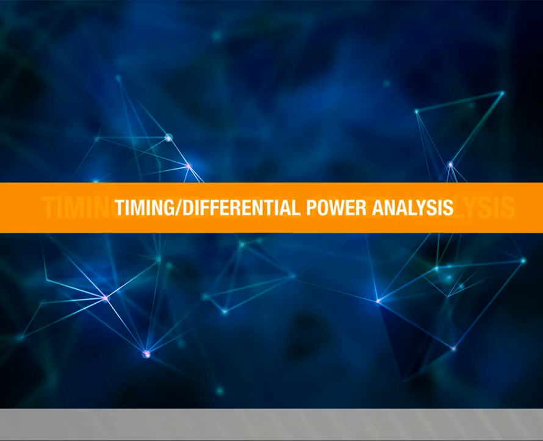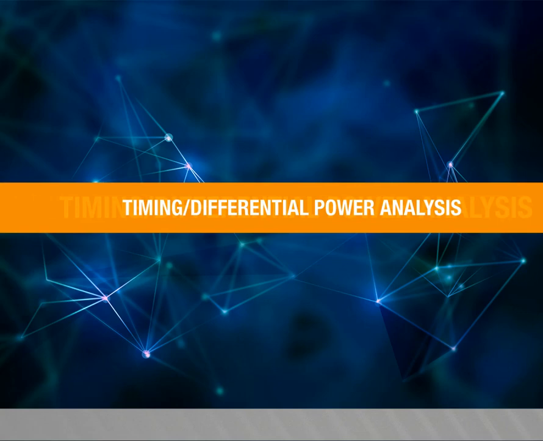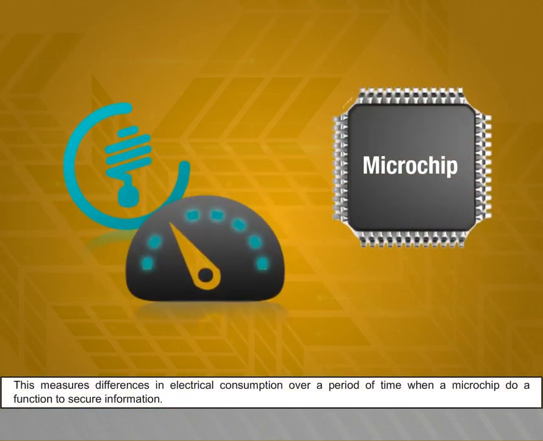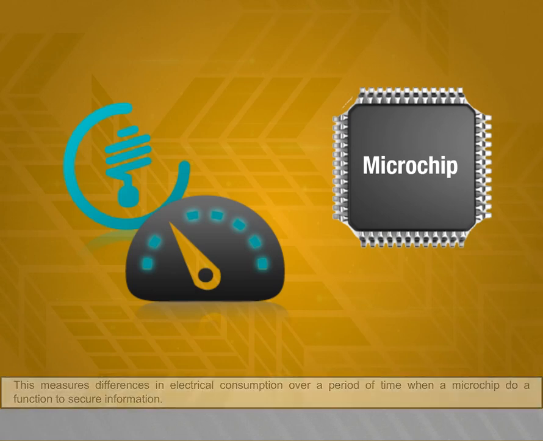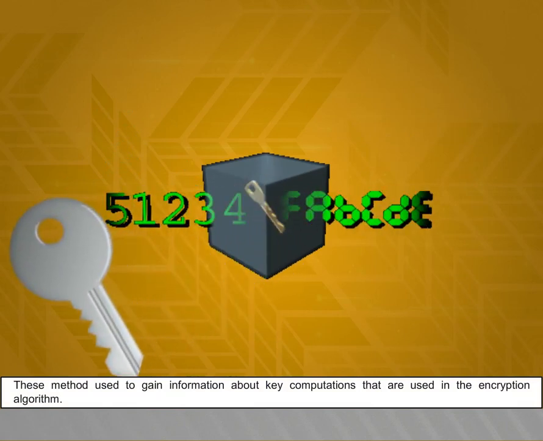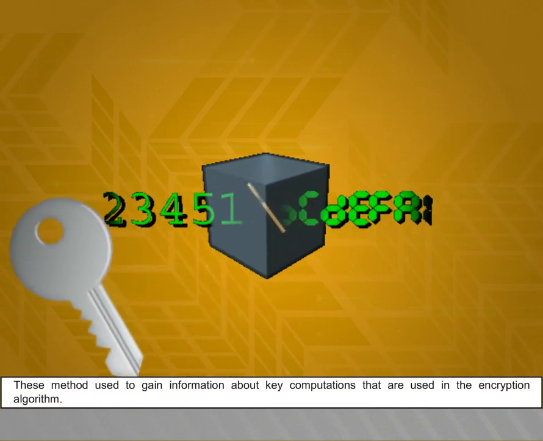Timing or differential power analysis. In this video, we are going to understand about timing or differential power analysis. Timing or differential power analysis is a new method made public in June 1998, particularly useful against the smart card. This measures differences in electrical consumption over a period of time when a microchip performs a function to secure information. This method is used to gain information about key computations that are used in the encryption algorithm.